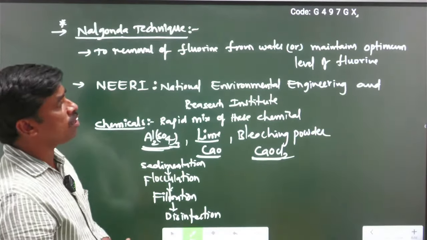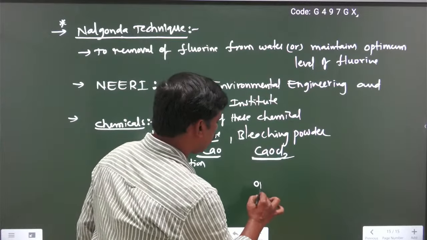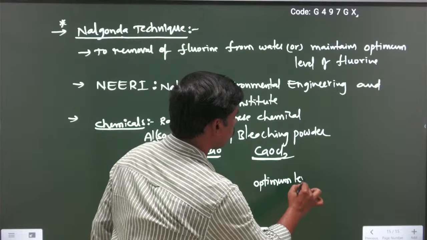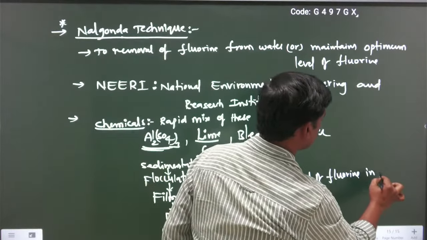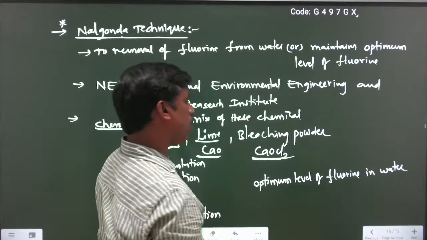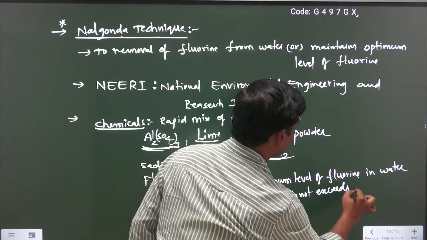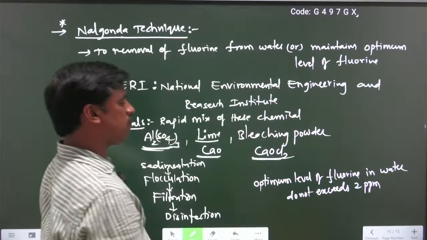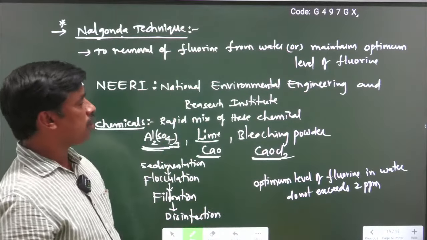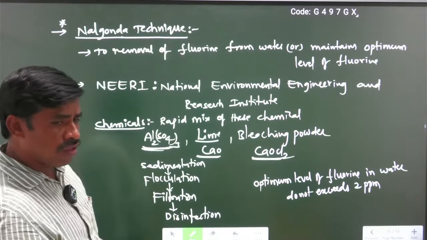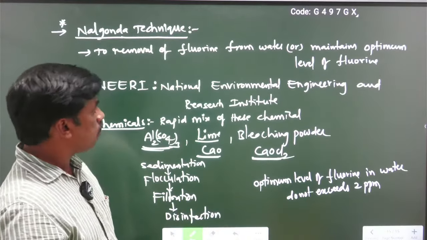The main aim of this technique is to minimize fluorine, or to keep it at the optimum level. What is the optimum level of fluorine in water? It does not exceed 2 ppm. Not exceeding 2 ppm means minimizing it below 2 ppm, or removing the fluorine completely. This is the Nalgonda technique. This was about the water treatment unit. Next I am going to continue the class.